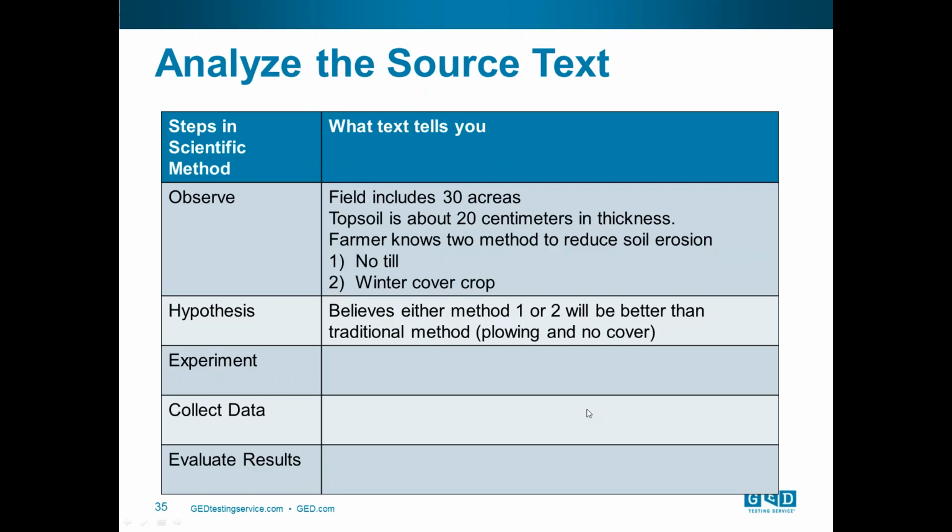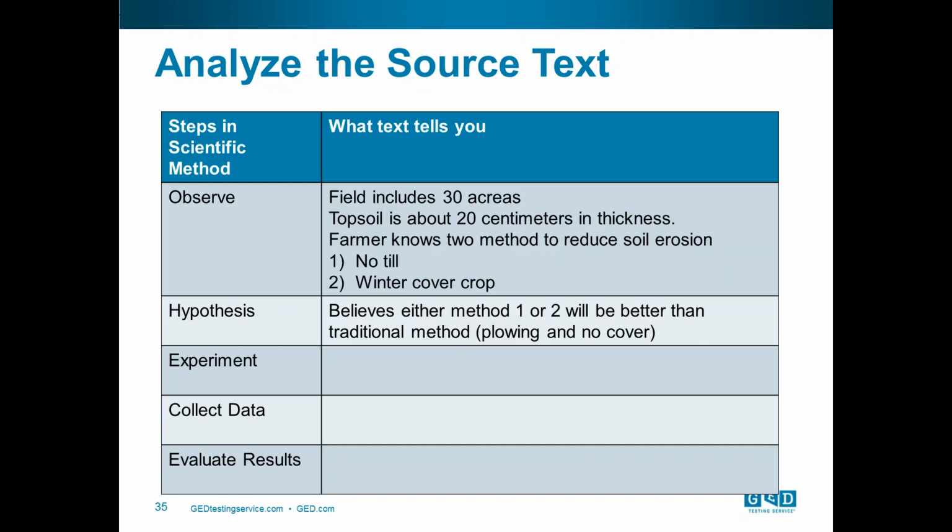Sometimes it's easiest if our students can just go ahead and analyze the source text and take a look at what those steps in the scientific method are. What do we know and what do we need to figure out? So that first step in the scientific method, to observe: as I read, I notice that the field includes 30 acres. The topsoil is about 20 centimeters in thickness, and the farmer knows that two methods can be used to reduce soil erosion: no-till and winter cover crop.